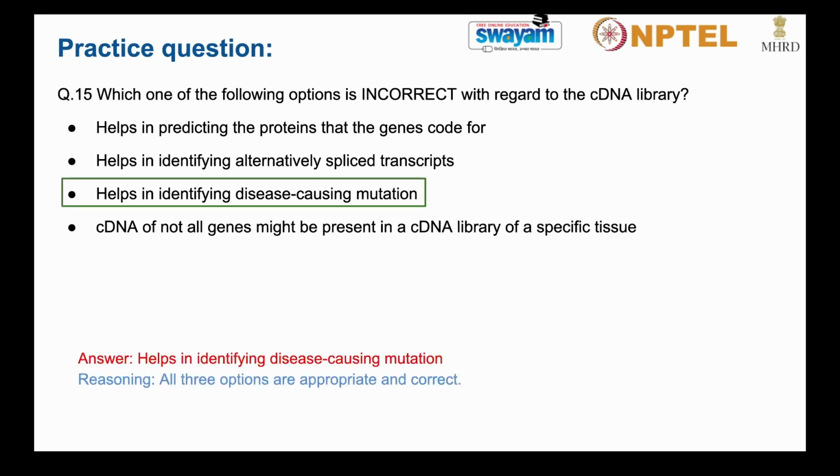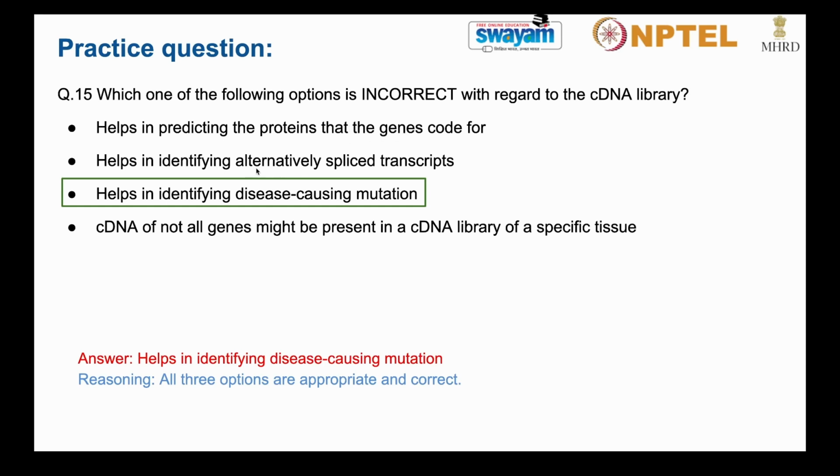The correct option is option C, which means helps in the identification of disease-causing mutations. You already know that these cDNA libraries provide you with the cDNA information, and cDNA is the DNA produced from the mRNA, and you know that the mature mRNA lacks the introns, which do not code for proteins. So hence it provides you information about the genes that code for the proteins. So option A is a correct statement for the cDNA library, so this will not be the answer here.